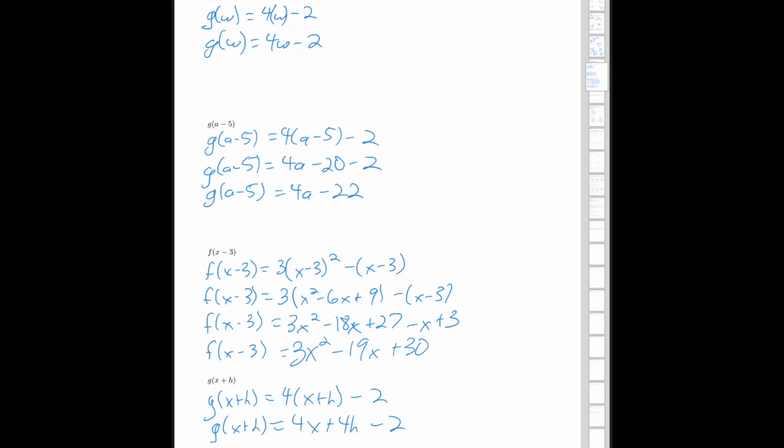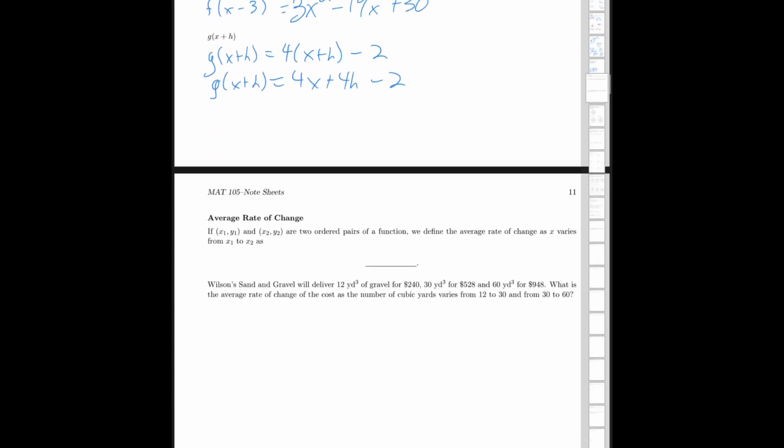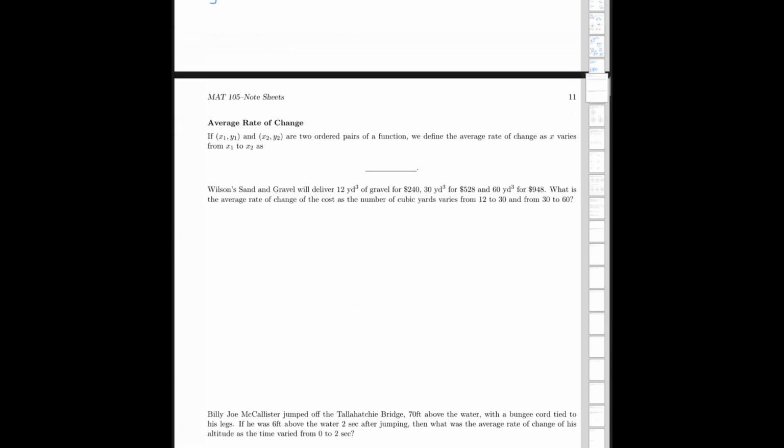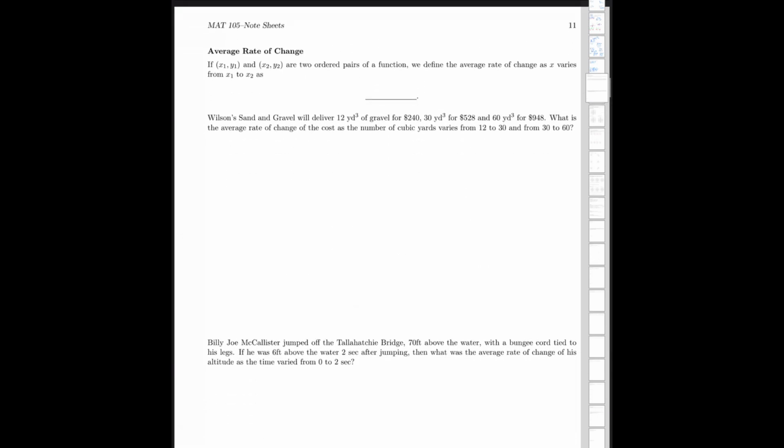Okay, so now we've talked about all the different operations we're going to do with these, and the last thing we're going to look at is an application that goes with functions that's very important, which is average rate of change. So average rate of change is simply the slope between any 2 points on a curve. It is the change in y divided by the change in x. So that's y2 minus y1 over x2 minus x1.